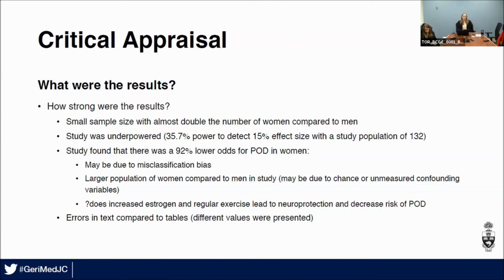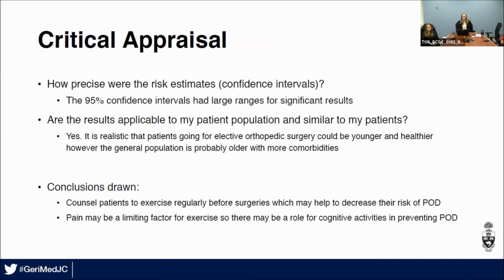And just to note, I did find some errors in the text. When they were describing the results, a few of the numbers were slightly off compared to the charts. So just to note in the chart. How precise were the risk estimates? They used a 95% confidence interval, and the significant results did have larger ranges of confidence intervals.